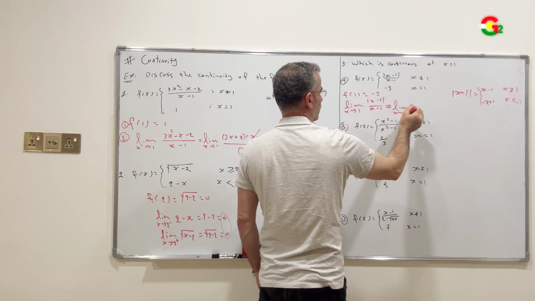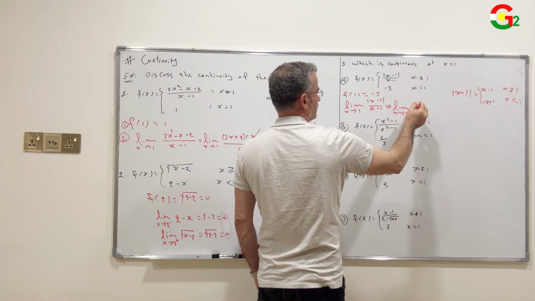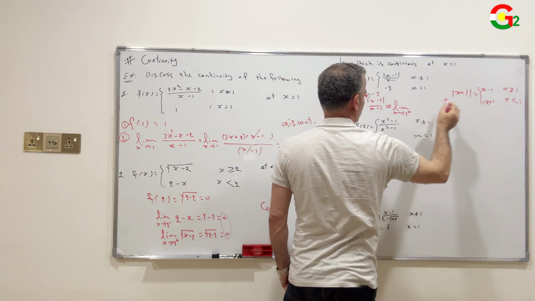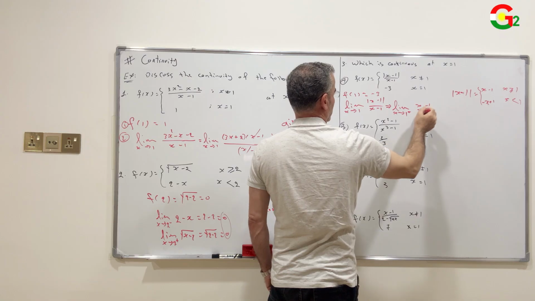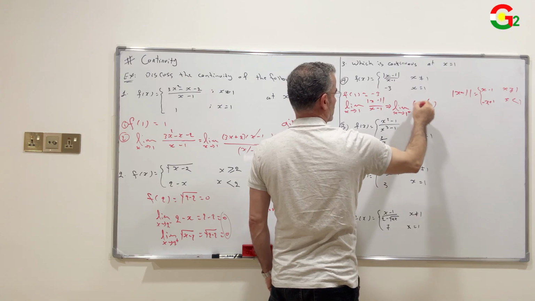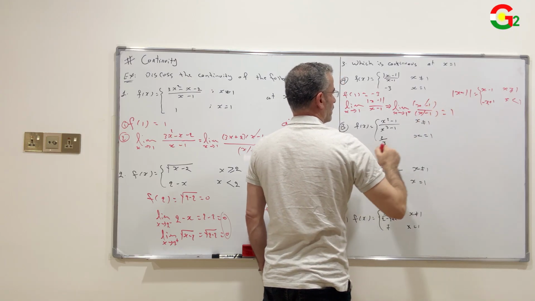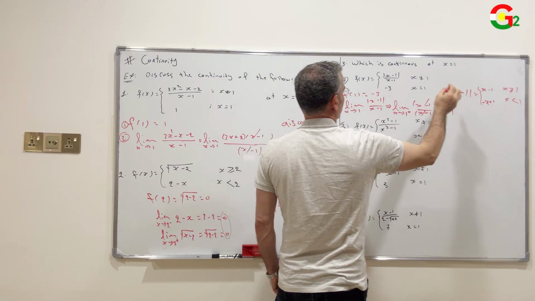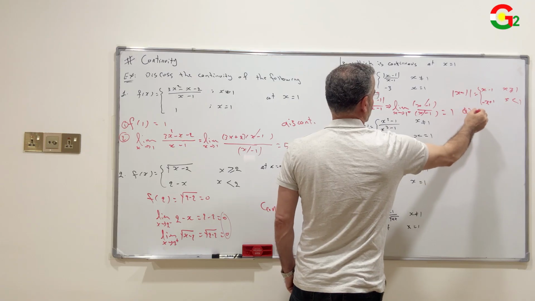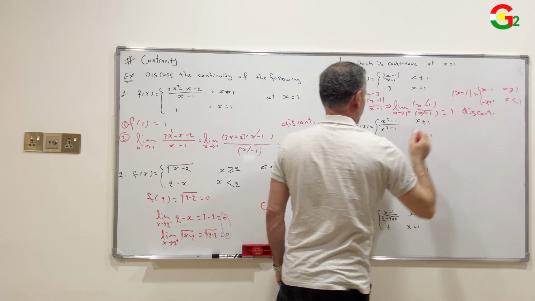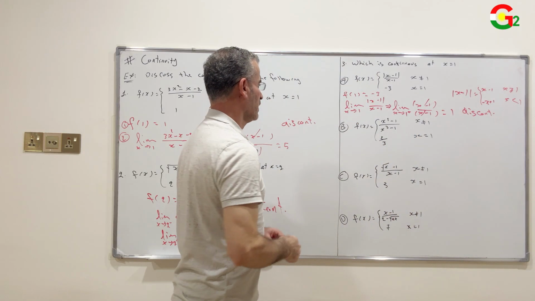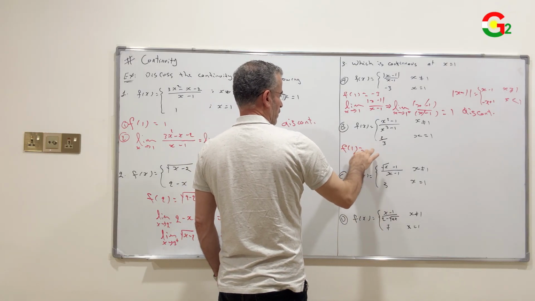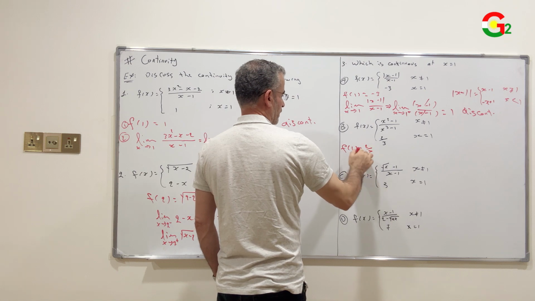When x approaches 1 from the right, |x − 1| equals x − 1, over x − 1. Reduce x − 1 with x − 1, the answer is 1. Since −3 is not equal to 1, this function is discontinuous. Let us see number B. f of 1 equals 2/3.